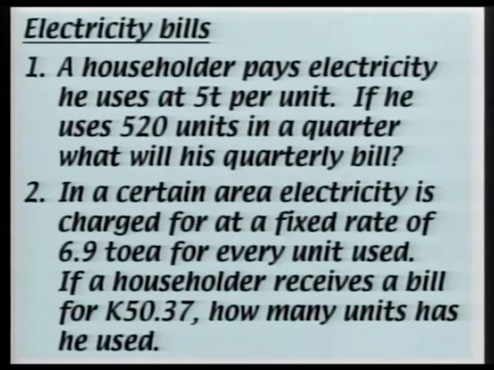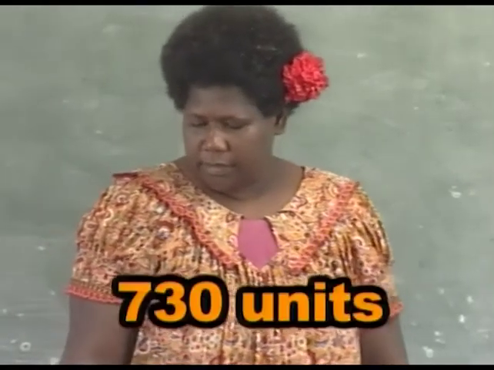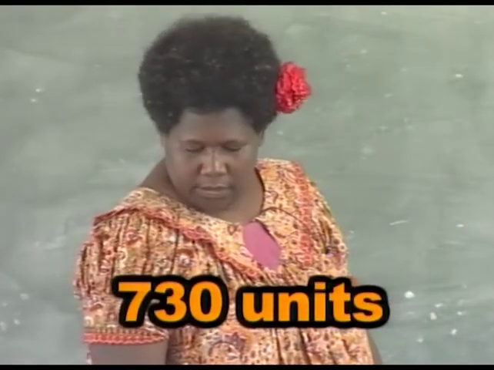Question 2. You have to find how many units the man uses if his bill is 50 kina 37 toya and he pays 6.9 toya for every unit. Megan, can you tell us your answer? 730 units. Okay, correct. 730 units.